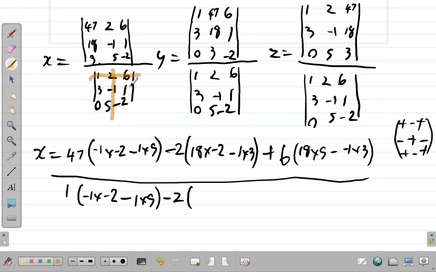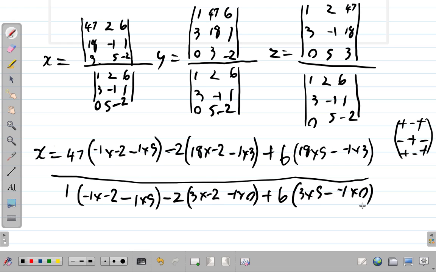Uncovered elements 3, -2, 3 by -2, 1 by 0. So it's going to be 3 times -2 minus 1 times 0, and plus 6 times, we cover the row and column that contains the 6. We're going to have 3 by 5 minus -1 by 0. So it's going to be 6 times 3 by 5 minus -1 times 0.